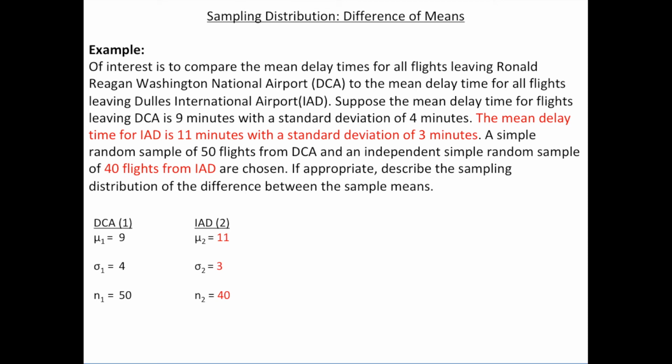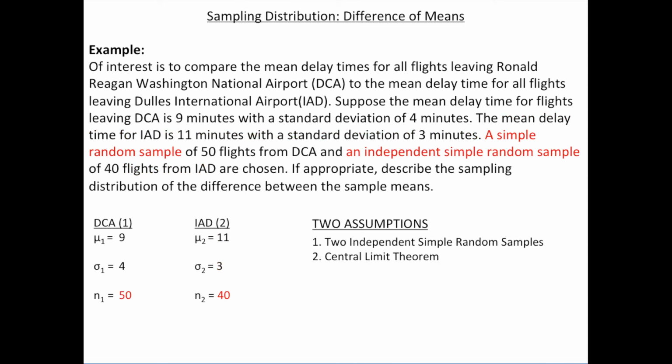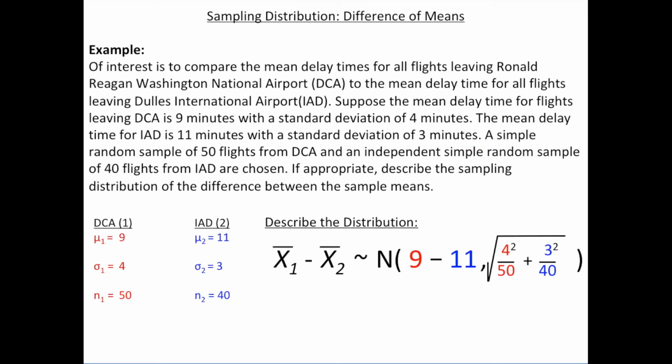Then I can go ahead and check my assumptions. We have two independent simple random samples, and the distribution of the populations is not specified, so 50 and 40 are both greater than 15, so this satisfies my assumptions. Then I can plug all of my values into the formulas, and then I can solve for my mean and standard deviation. So in this problem, our point estimate is distributed normally with a mean of -2 and a standard deviation of 0.738.